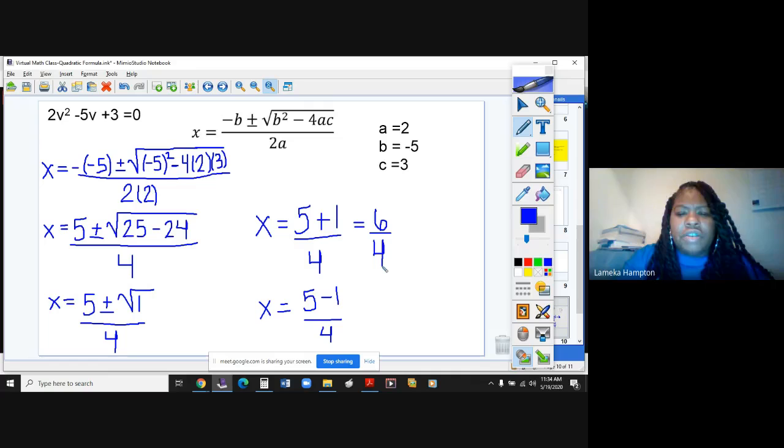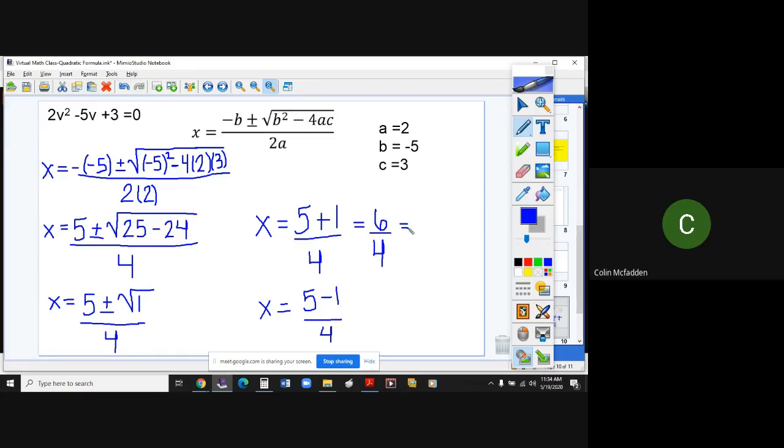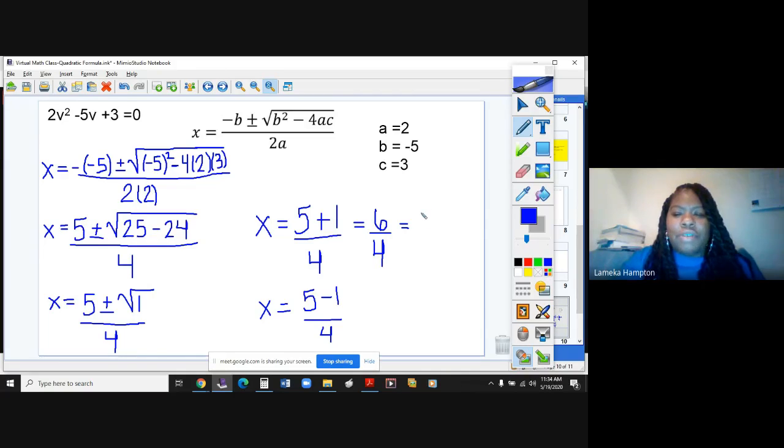Now, 6 over 4. This is a fraction, and we can reduce this fraction. We really can. So if I reduce 6 over 4, what's my answer? And if you don't know, just say, Miss Hampton, I don't know. Or I forgot. 3 over 2. Excellent job, Mr. McFadden. So that means 3 over 2 is one of my answers.